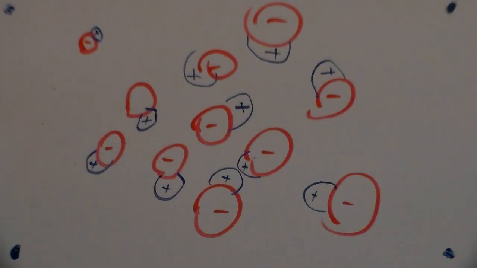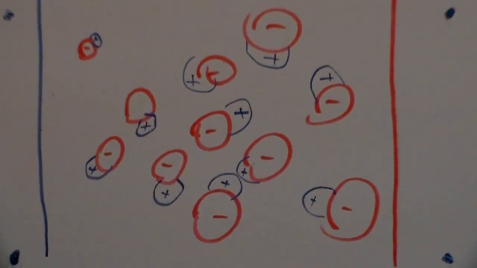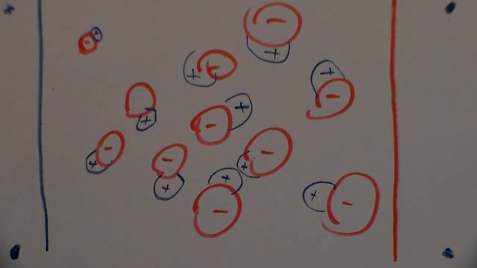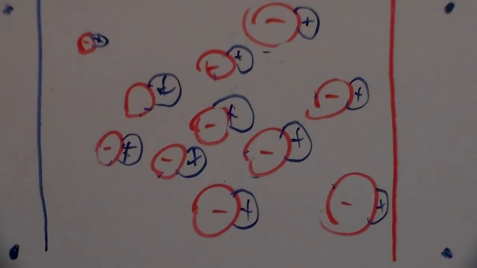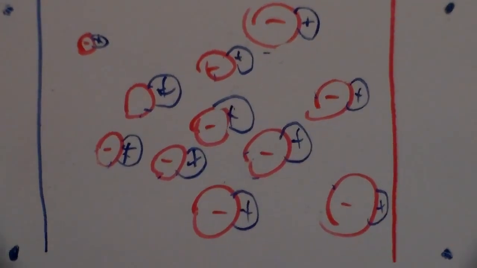Here you see molecules with both positive and negative ends, and they're all jumbled around, facing whichever way they want to face. Now put one positively charged plate on one side and a negatively charged plate on the other side. Then the molecules move around so that the positive ends face the negatively charged plate and the negative ends face the positively charged plate.